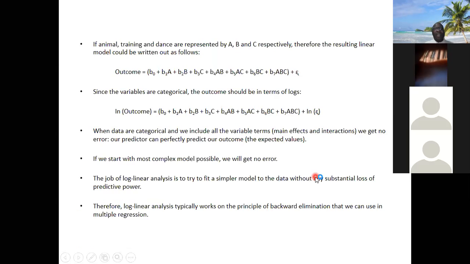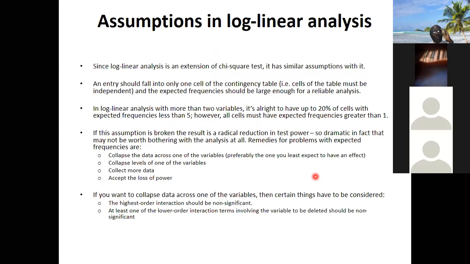Another thing one can do is to collapse some levels of a variable. You know, collapsing data across one of the variables, meaning not removing the variable, but collapsing levels of one variable. For example, when we talk about socioeconomic status, some people can just say upper and lower and remove the middle. Instead of having 3 levels, you have 2 levels so that you can shrink. People do it a lot.